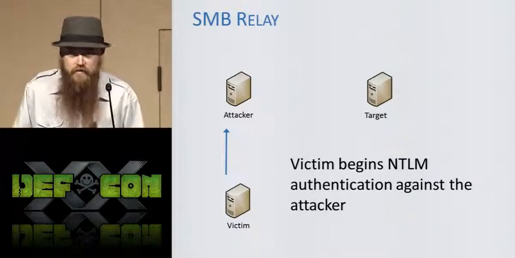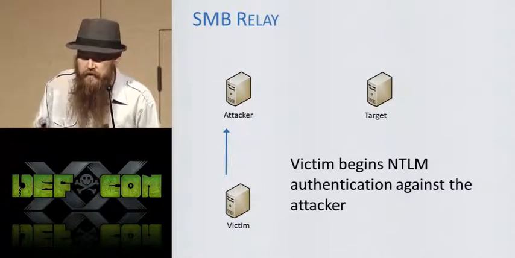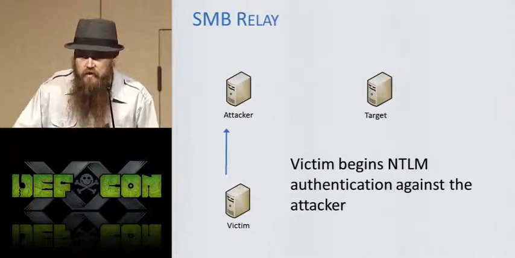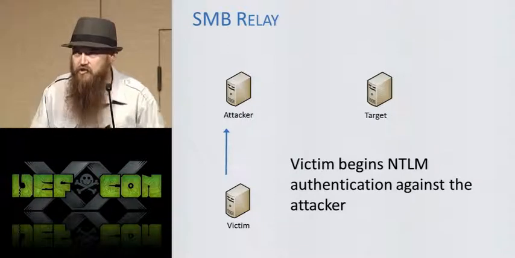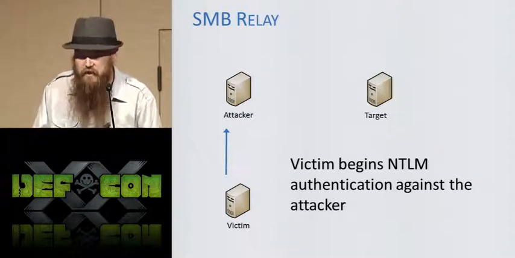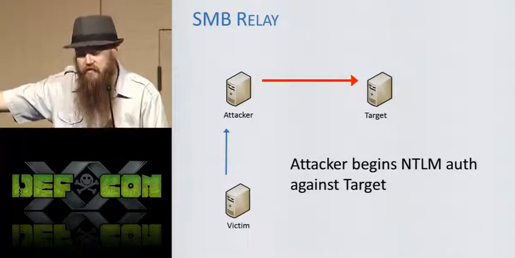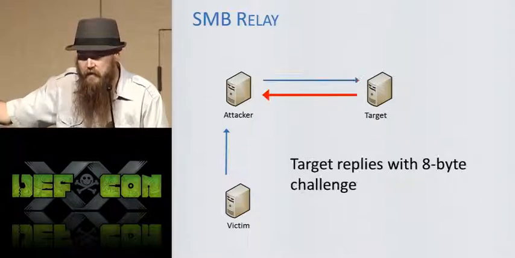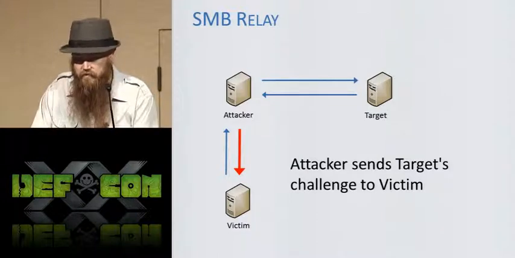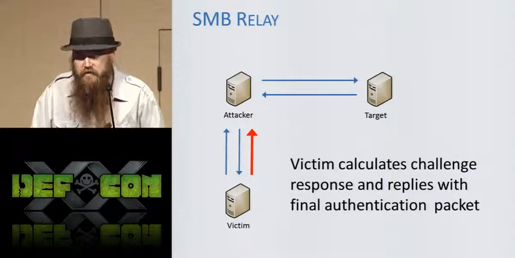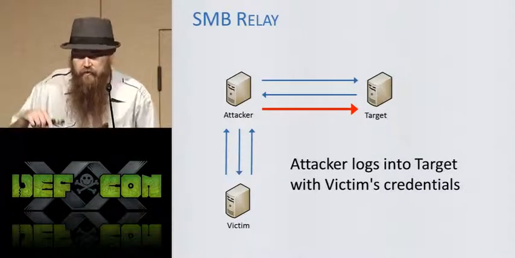This is an old school technique that was talked about for the first time at least since 1999. A victim talks to some attacker machine, and it doesn't matter why it's talking to that machine, for some reason it's calling out to this box. It attempts NTLM authentication. So the attacker just sends that same packet straight over to a target, and he wants to own that target. The target sends back an 8-byte challenge. We send that same challenge to the victim. The victim calculates a response for that challenge, sends it to us, we pass it on. Now we're logged into the target as whatever the victim user was.